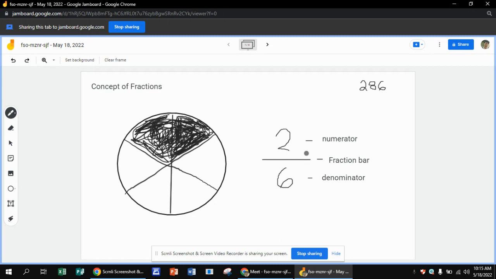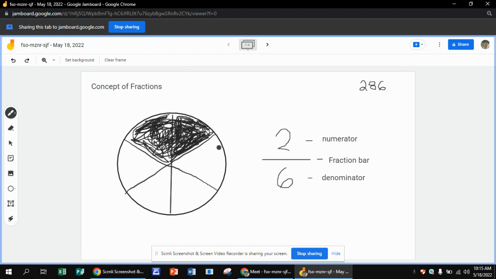We have a fraction. This 2/6 or 2 over 6, we call it a fraction. The 2 we call the numerator. Ang numerator, lagi siyang nasa upper part of the fraction, and ang denominator, lagi siyang nasa lower part. Yung nasa below the fraction bar is the denominator, and the above the fraction bar is the numerator.